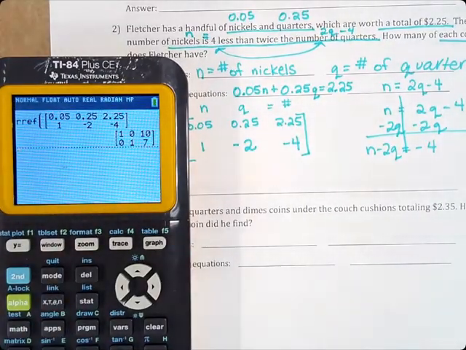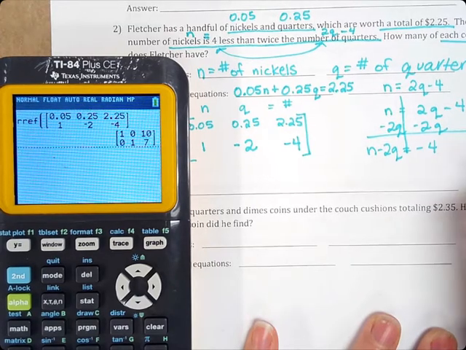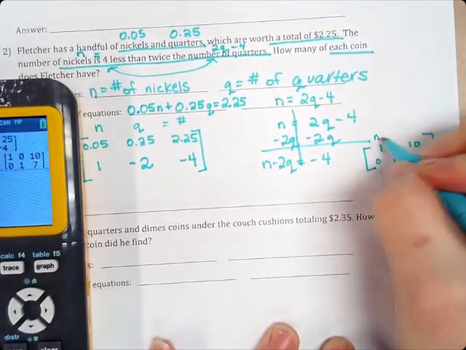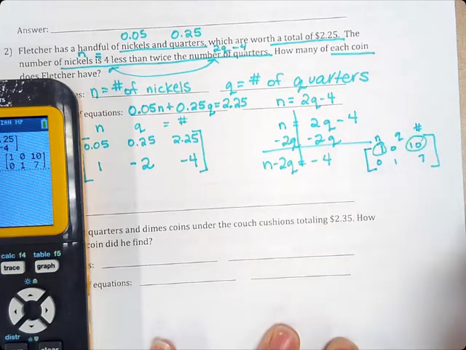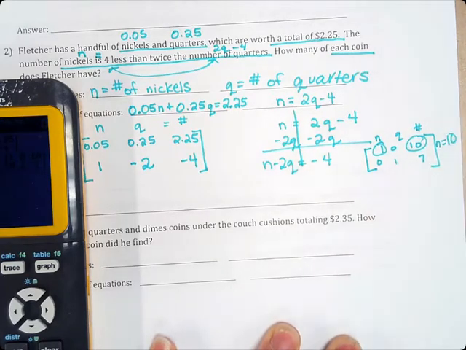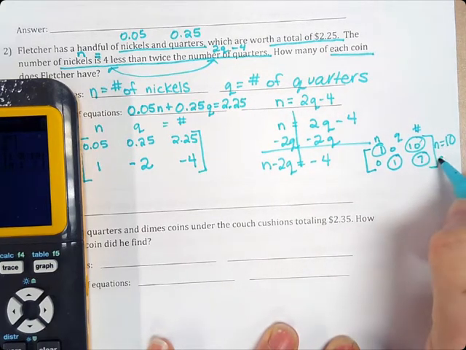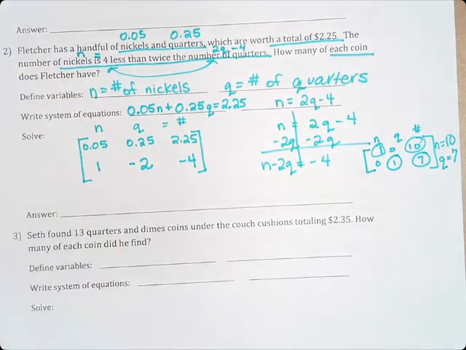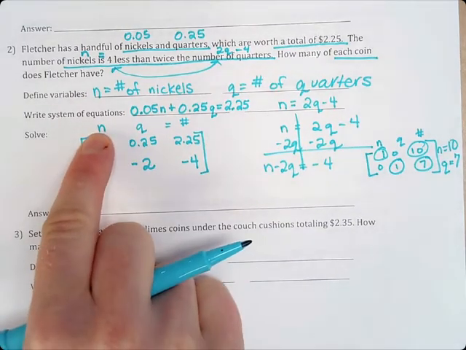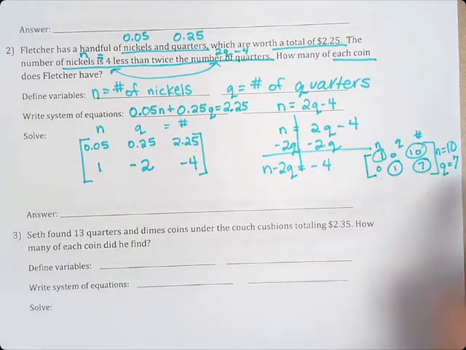Okay, so the solution from doing RREF comes out to 1, 0, 10, 0, 1, 7. So remember this is N, Q, and equals a number. Since N has the 1 and this has the number, that means N equals 10. Since Q has a 1 and the number is 7, that means Q equals 7. That's how you know which variable equals what. You got to look back at what we identified each column as: N, Q.